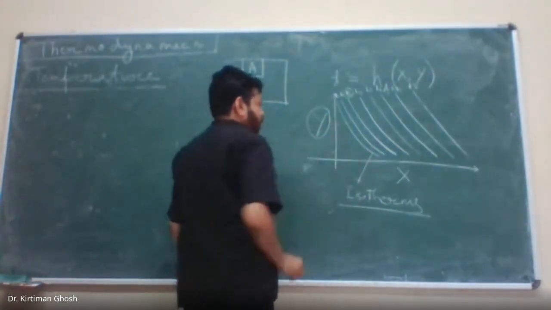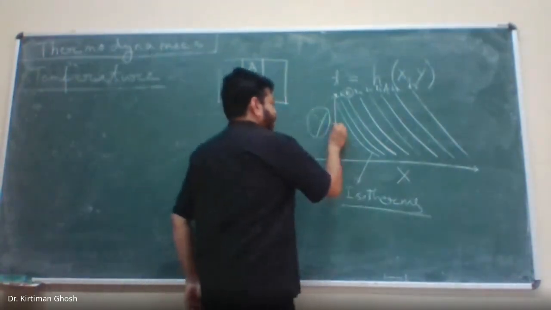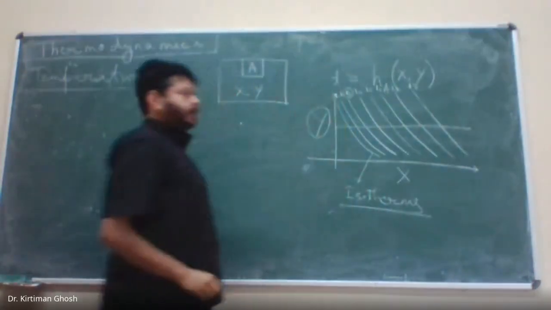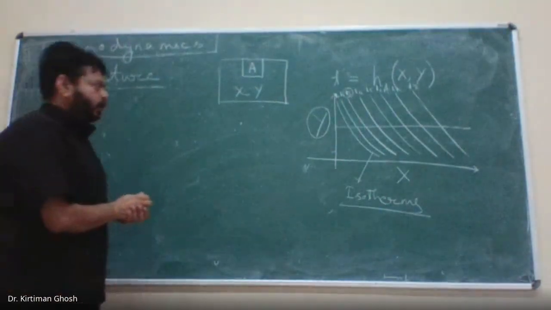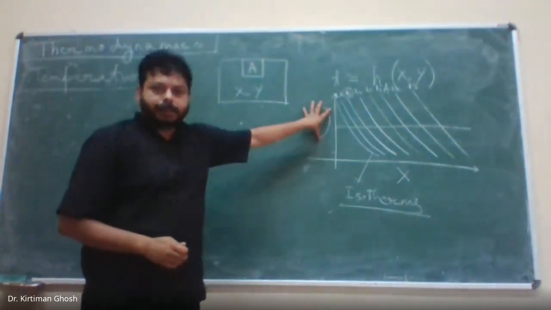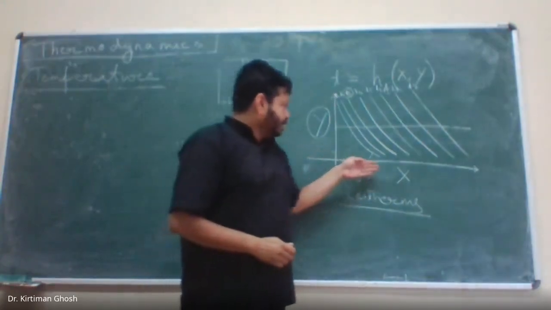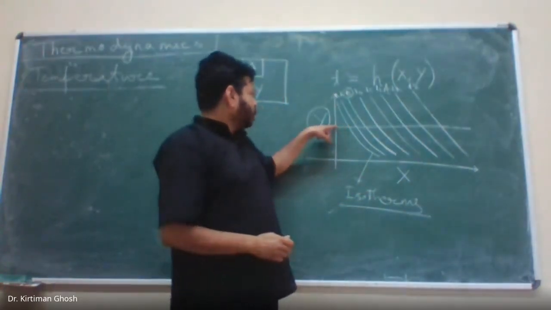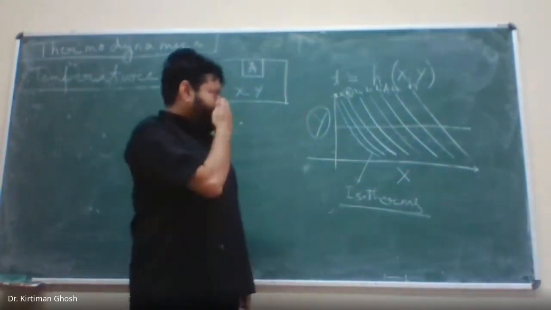Now let us fix one particular coordinate, the y coordinate of this system. I am keeping the y coordinate at this value and not changing it. I am arranging the apparatus in such a way that for this system A, the y coordinate will not change. And if I change the x coordinate, this constant-y line will intersect all these isotherms.